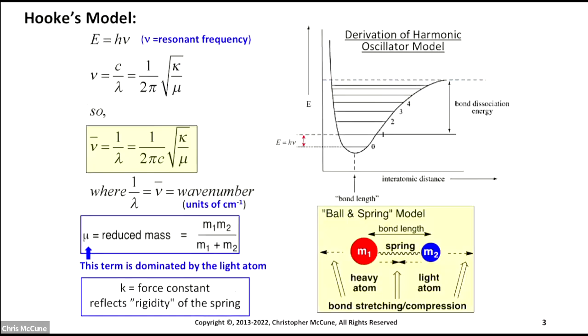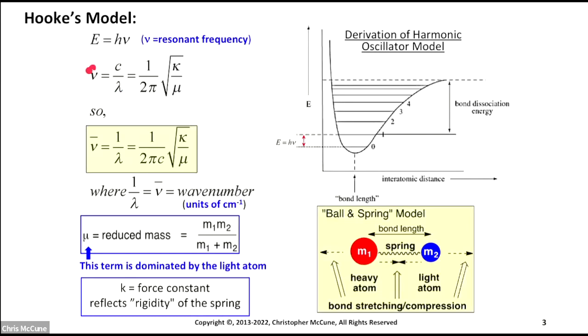All right, so the Hooke's model is really more or less just the ball and spring model. So if you have two atoms connected by a spring in between them, in this case, let's say a bond, then as those atoms stretch and compress, they're going to do so at different frequencies depending on what the mass of those atoms are that are attached to the bond. Okay, so energy equals Planck's constant times the resonant frequency, and that frequency is equal to the speed of light divided by the wavelength.